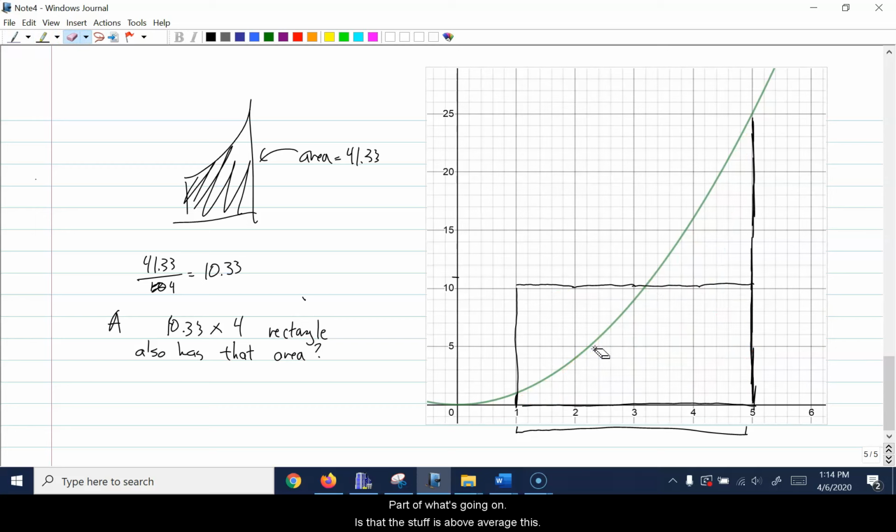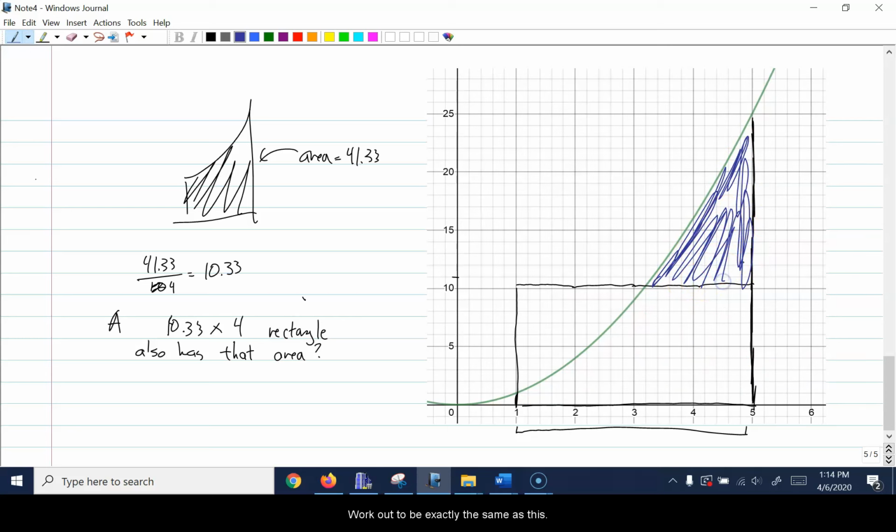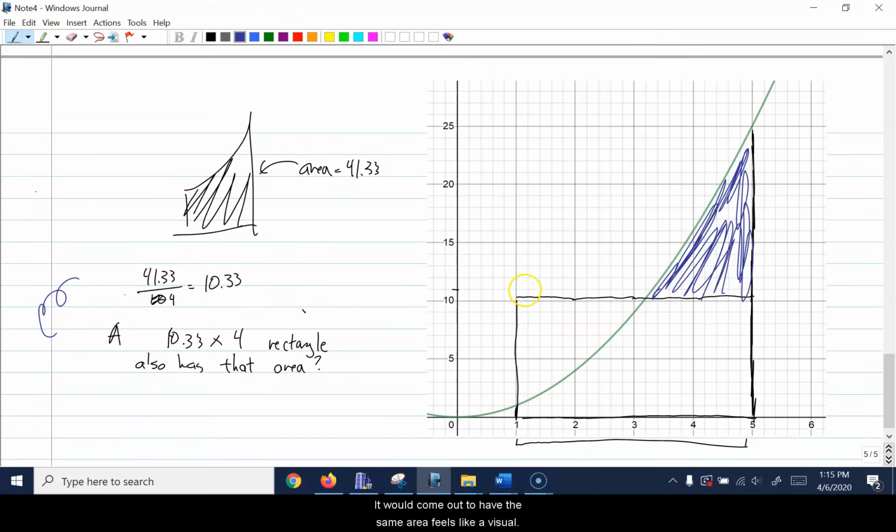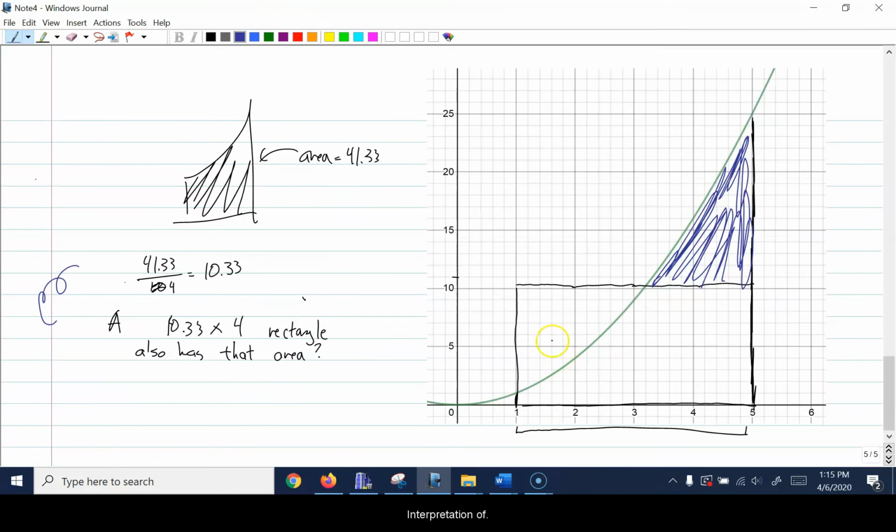Part of what's going on is that the stuff that's above average, this, works out to be exactly the same as this. If I worked these out, they would come out to have the same area. There's a visual interpretation of the average value: you're taking the shape of a thing and smoothing it out to be a rectangle, and the height of that rectangle is the average value. That gives us a really powerful way of thinking about integrals.